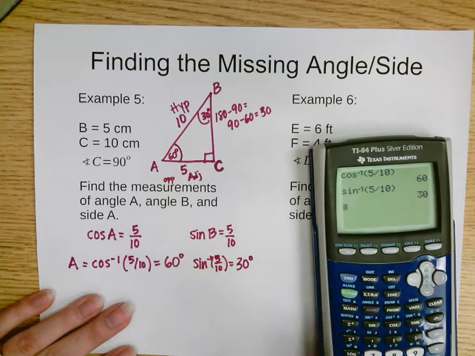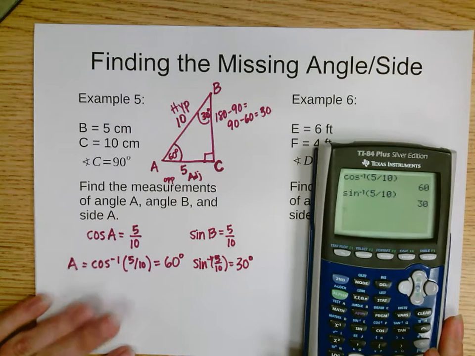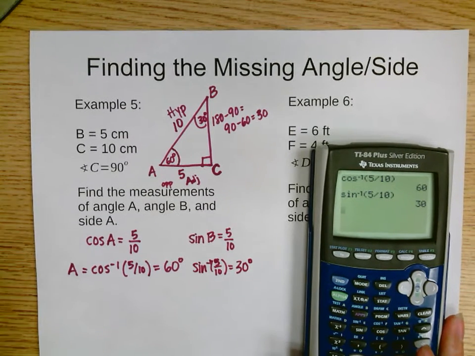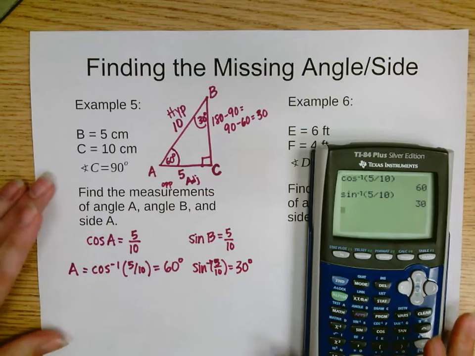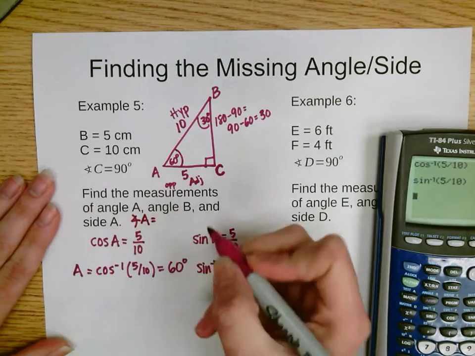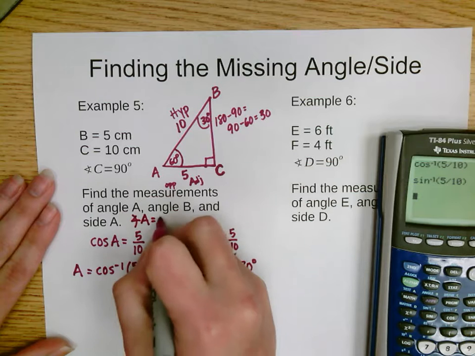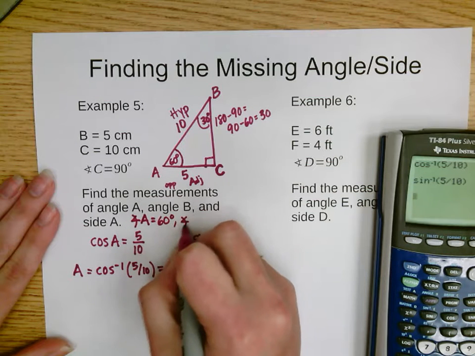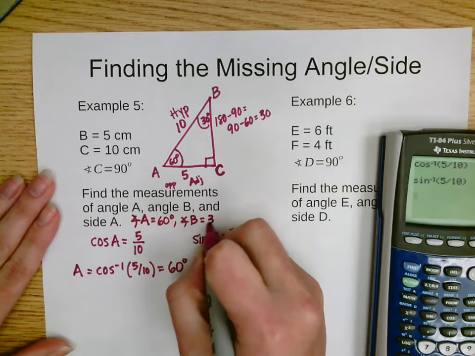Once you have two angles, just doing 180 minus the two angles to get your third angle would be good. So angle A is 60 degrees, angle B is 30 degrees, and we want side A.